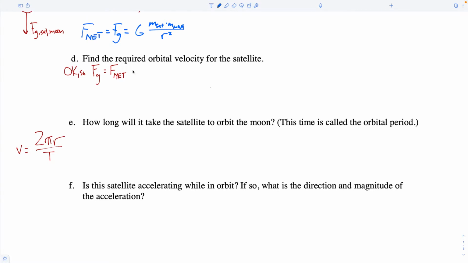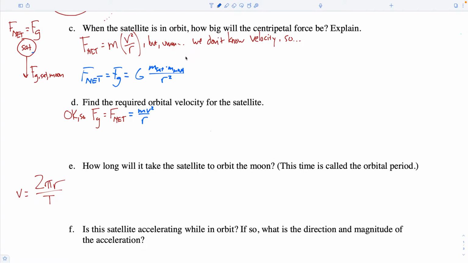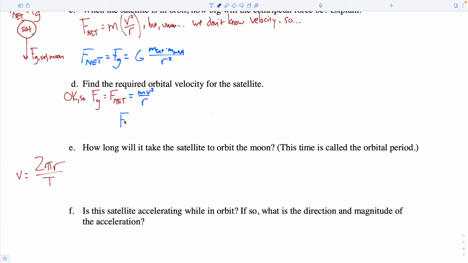So we also know that the net force for something that is orbiting is mass times velocity squared divided by the radius. So when circular motion tells us this, we have velocity there. And now we didn't know the velocity for 1C, but now that we have the value for the force of gravity for 1c, you can just say that the net force equals mass times velocity squared divided by radius, and the net force equals the force of gravity, therefore the force of gravity has to equal mass times velocity squared divided by the radius.